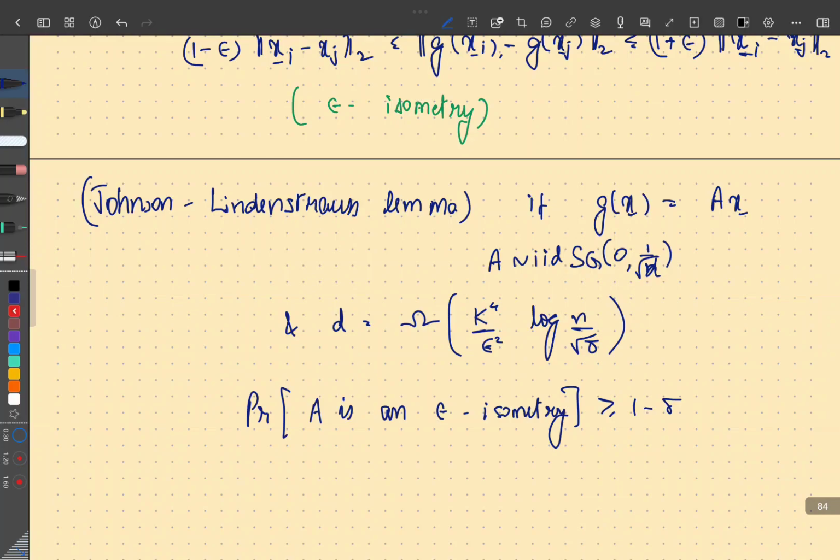We essentially have all of the tools that are required to prove this, but maybe we'll do this in the next class. It's a relatively easy consequence of the property that we've seen over here and a union bound. This, along with the union bound over pairs of points, will give us the Johnson-Lindenstrauss lemma. But maybe we'll complete that in the next class. Alright, so let's stop here.